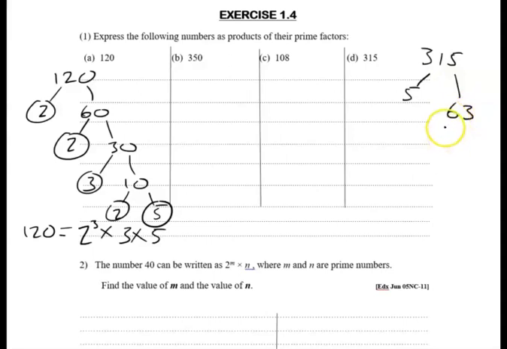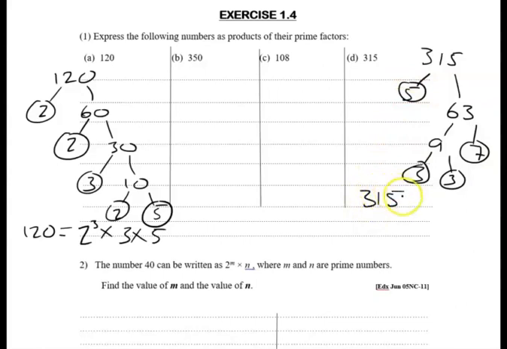So 63 can be broken down further into 9 and 7. And 9 can be broken further down into 3 and 3. Now these are all prime numbers we're left with. So 315 will equal 3 squared times 5 times 7.